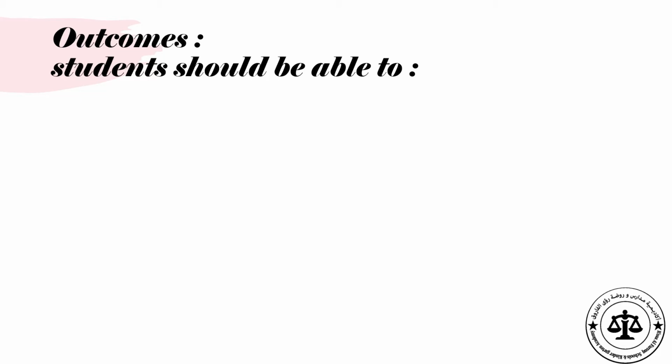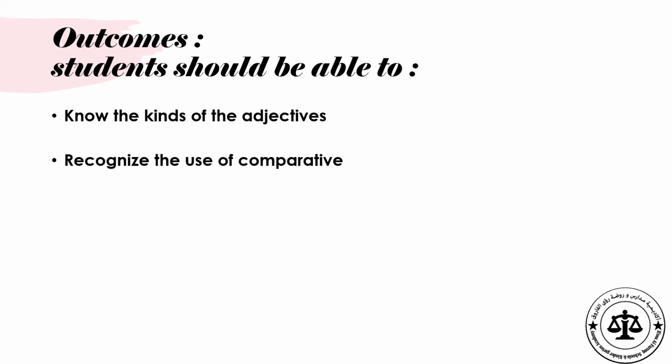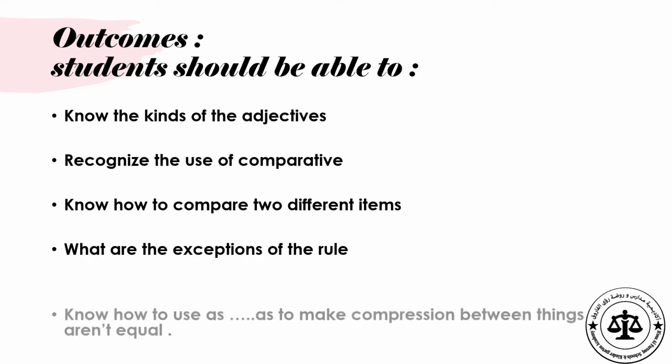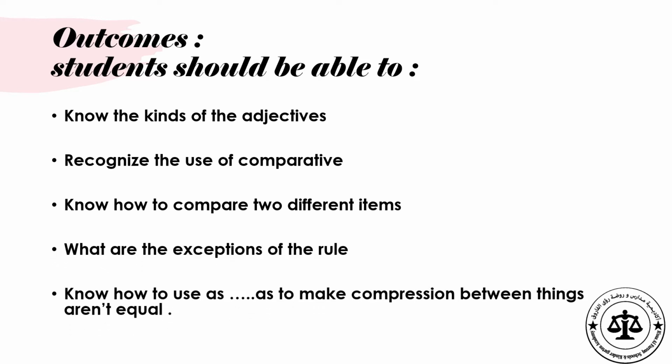The outcomes of our lesson today: students should be able to know the kinds of the adjectives, recognize the use of comparative, know how to compare two different items, know what the exceptions of the rule are, and know how to use as.